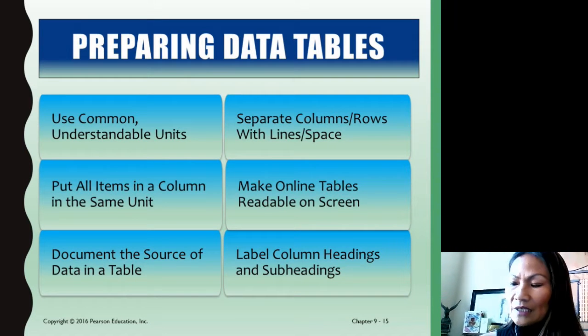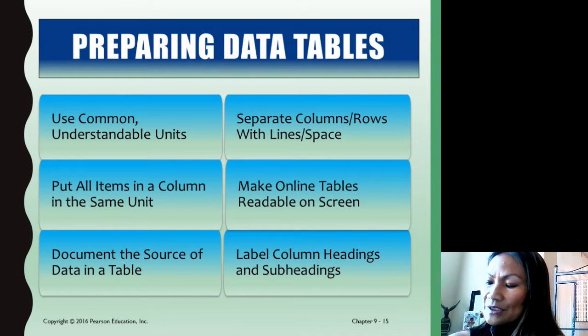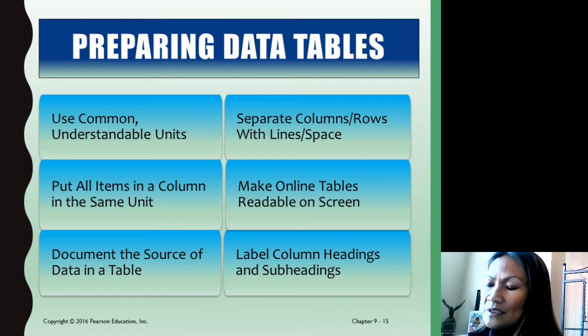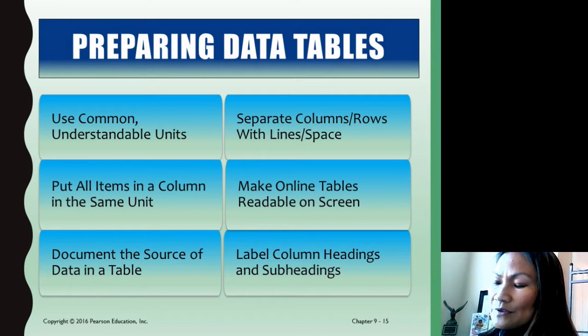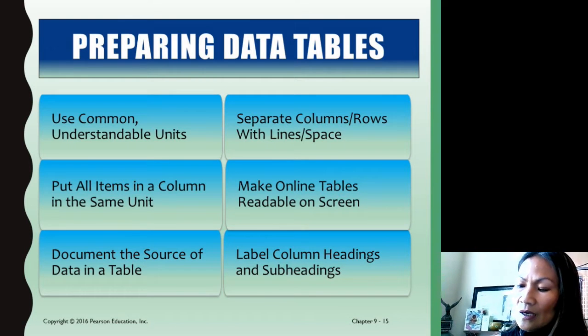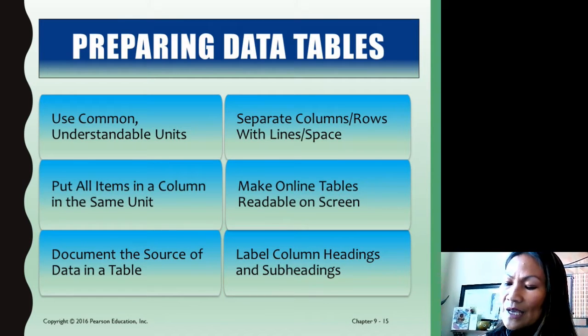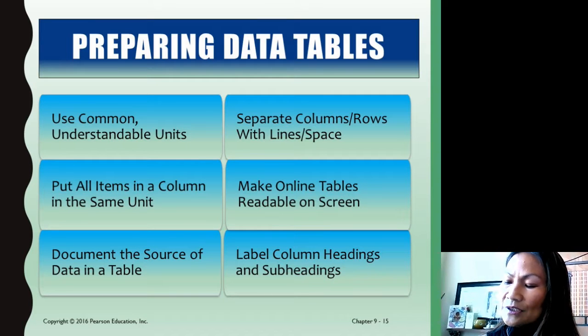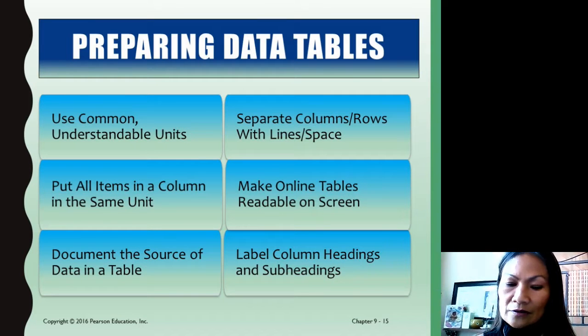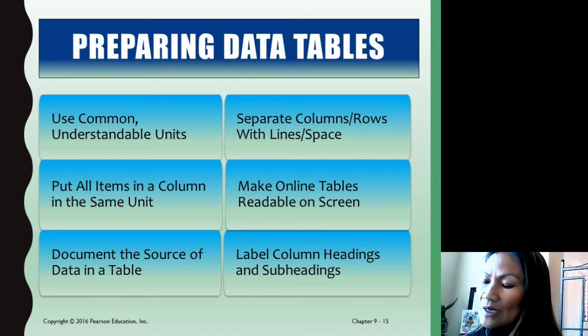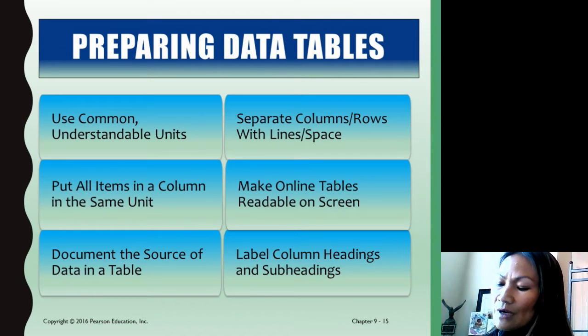Preparing data tables. Many tables are strictly numerical, but this one is not. When preparing such tables, observe the following guidelines. Use common, understandable units and clearly identify them, such as dollars, percentage, or price per ton. Express all items in a column in the same unit and round off for simplicity if doing so won't eliminate essential details. Label column headings clearly and use a subheading if necessary.